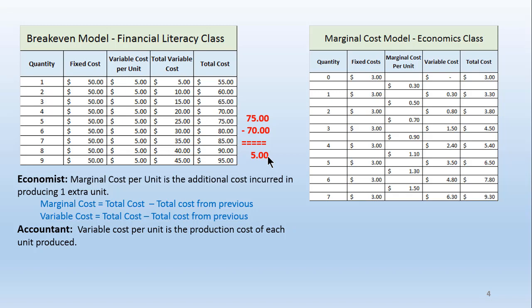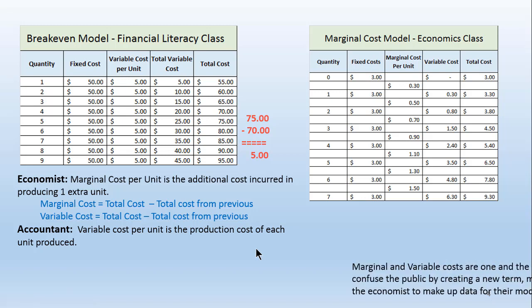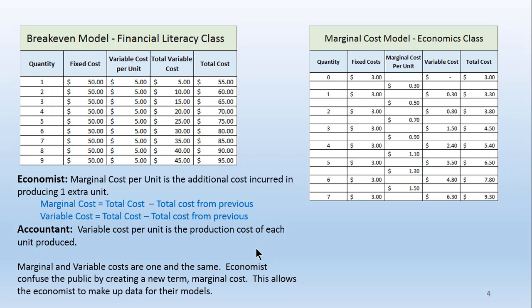Everybody knows that production cost drives my cost per unit. But for some reason, the economist is trying to hide that factor from us. So they're the same. And the economist is confusing the public. Their main goal is to create a new term that allows economists to make up data for that term. So let's talk about making up data.